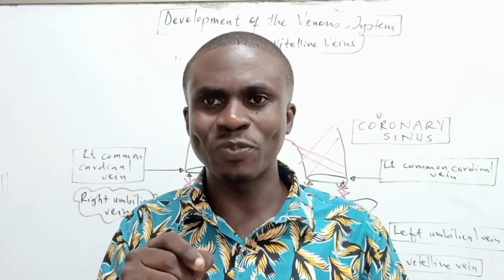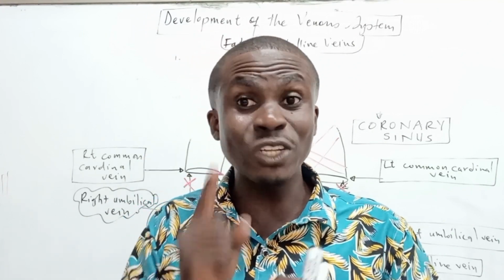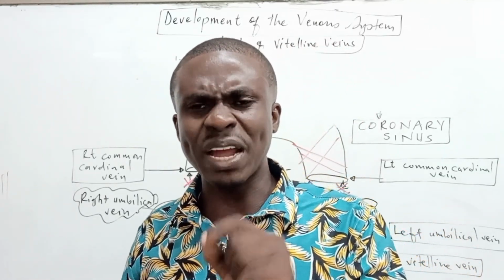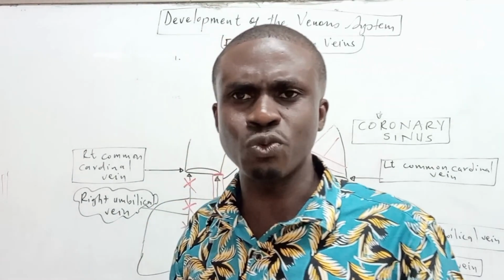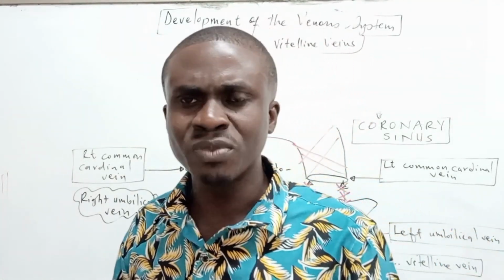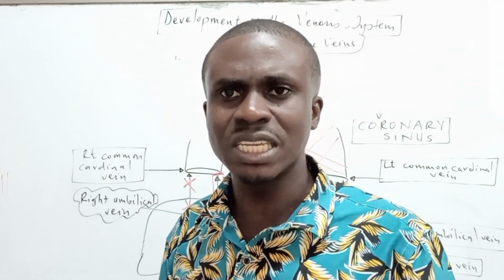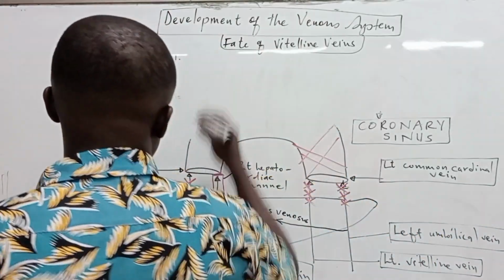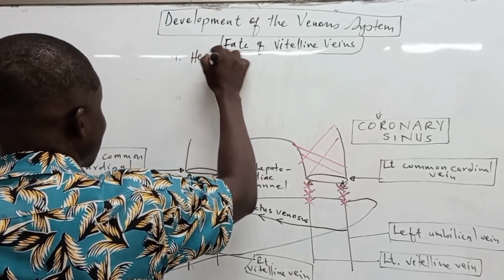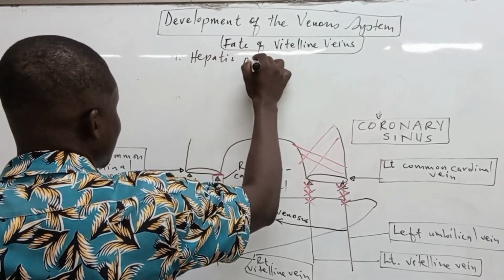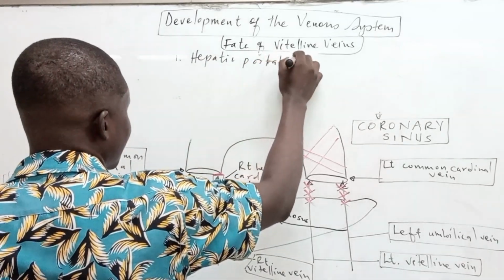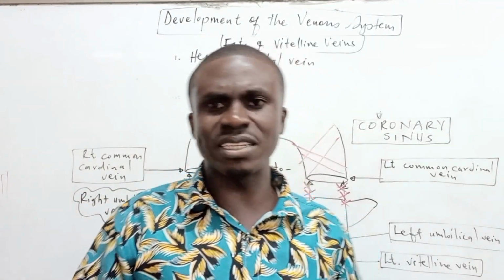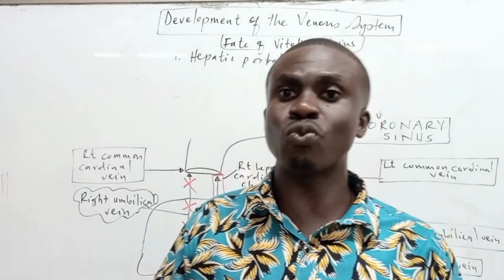And that is why the veins which will be draining the gut tube will eventually be going into something called the portal vein. So the first derivative that you need to be aware of regarding the fate of the vitelline veins is number one, the hepatic portal vein. Now, one thing that we know about the hepatic portal vein is that it has to divide into two. Now, usually veins will have tributaries.